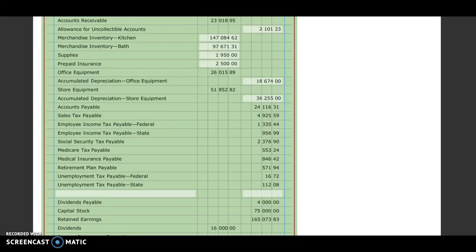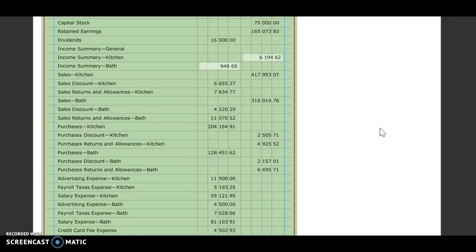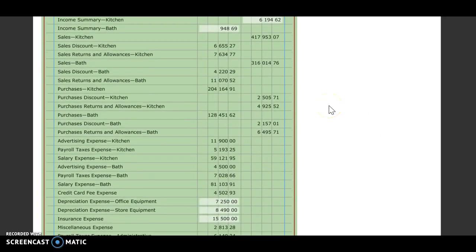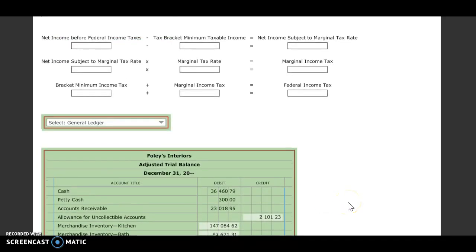Okay, at the end of the part 2 video, you were supposed to find what your net income before federal income taxes was. And to do that, you were to add up your debits and credits and find the difference between those on your income statement account. So remember I said income statement accounts start at our income summary. That's our cutoff. So starting at income summary general, you should have added up all of your debits and then all of your credits and found the difference between those two. The difference between those two is going to go right here. That is our net income before federal income taxes.